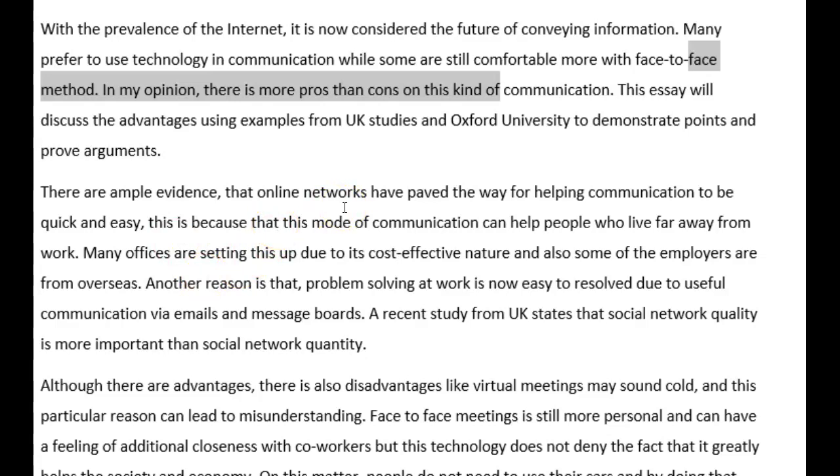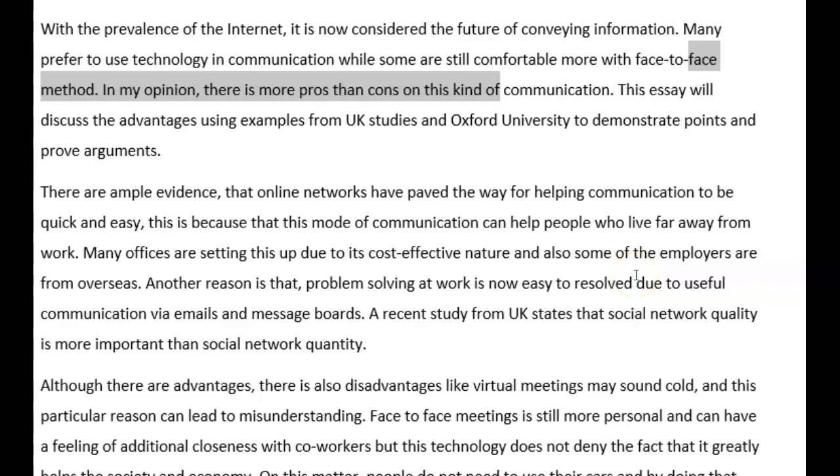This is because this mode of communication can help people who live far away from work. Many offices are setting this up. A lot of this here. How about: are setting up online communication networks or something, due to its cost-effective nature, and also some of the employees are from overseas. Another reason is that, you don't need a comma here, another reason is that problem solving at work is now easy to resolve, without the D, due to useful communication via emails and message boards.